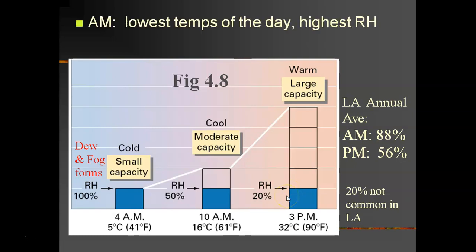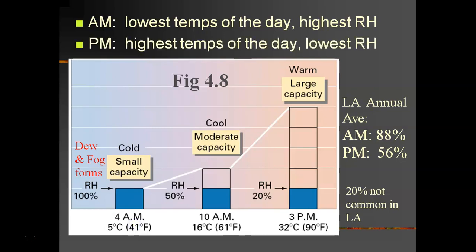So we've got an inverse relationship that you need to know. Now, typically in the morning, when we have our lowest temperatures of the day and our smallest capacity, we're going to have our highest relative humidity, right? And then in the afternoon, when we have our highest temperatures of the day, because we have a large capacity, we're going to have our lowest relative humidity.